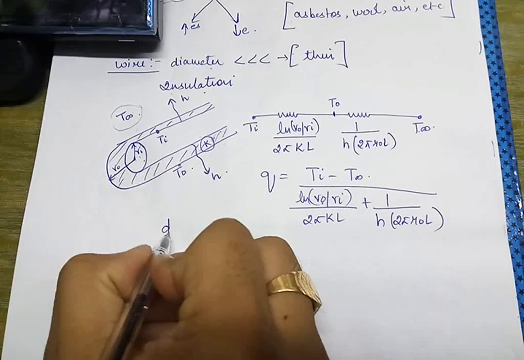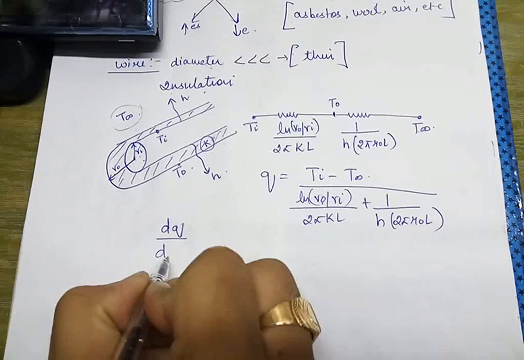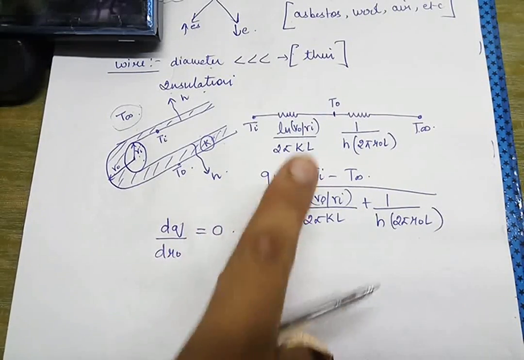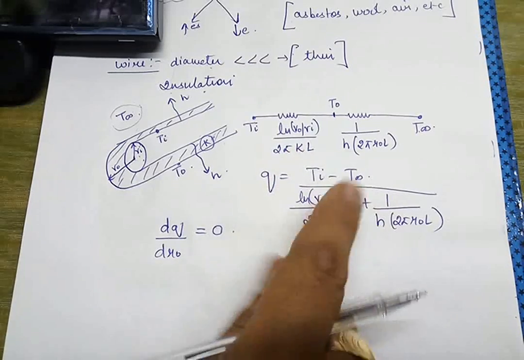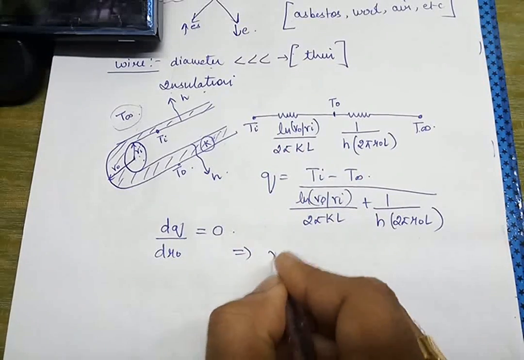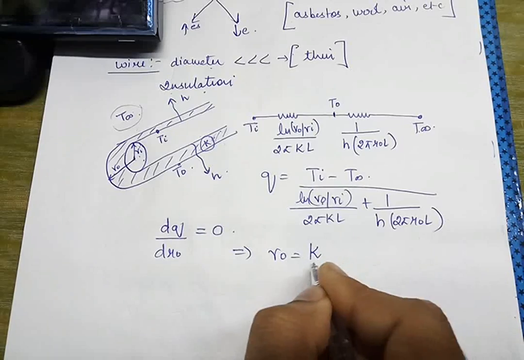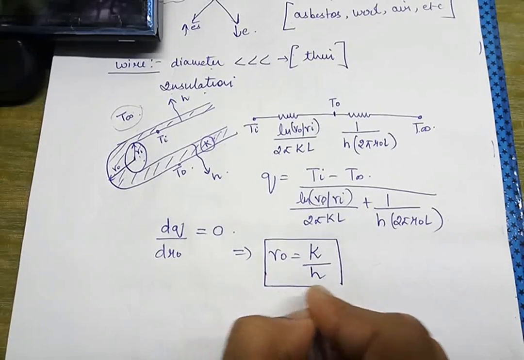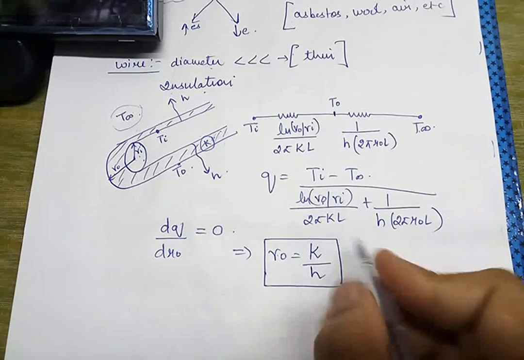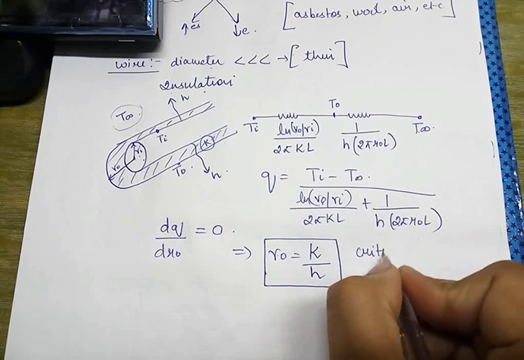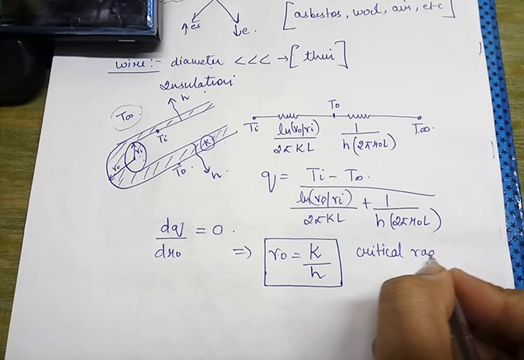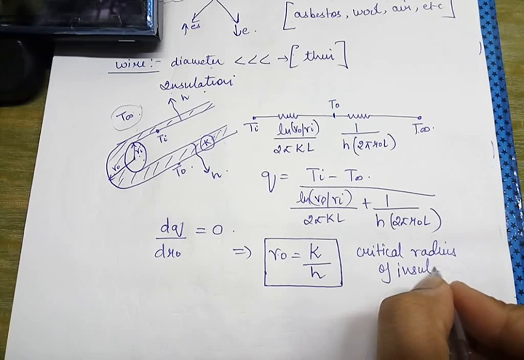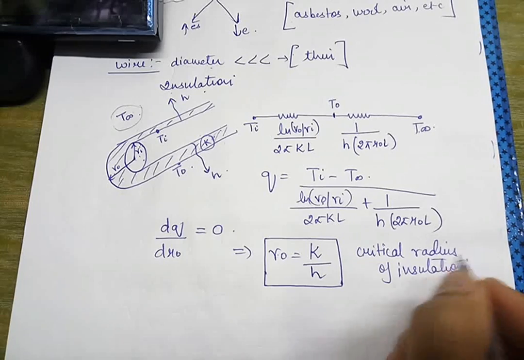We have dQ upon dR0 equals 0. Now on differentiating this equation with respect to R0, we will obtain R0 equals K upon h. R0 equals K upon h, where this R0 is called the critical radius of insulation. This is called the critical radius of insulation.